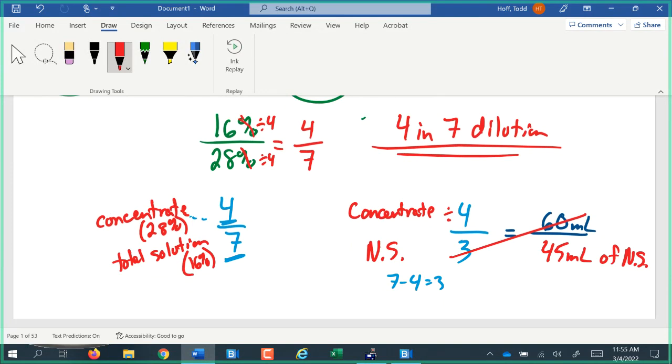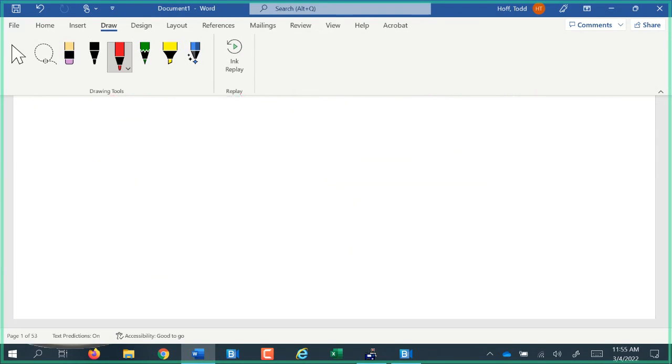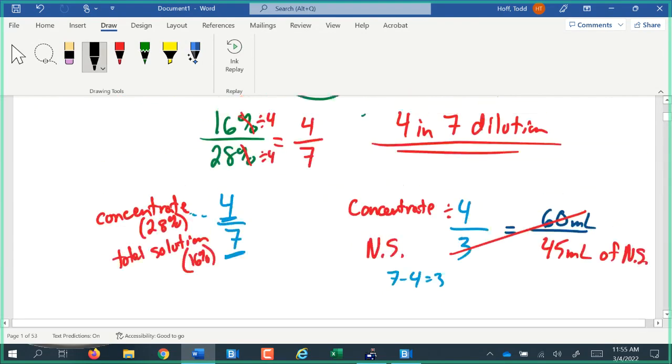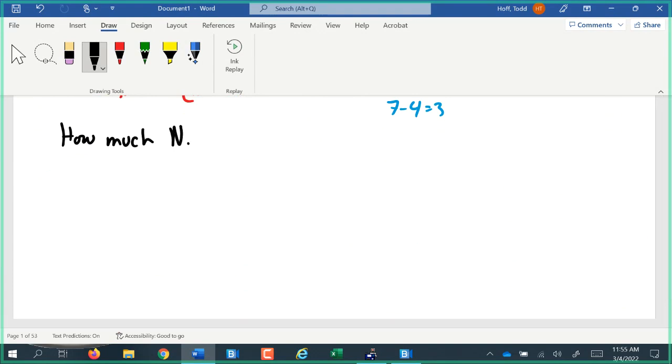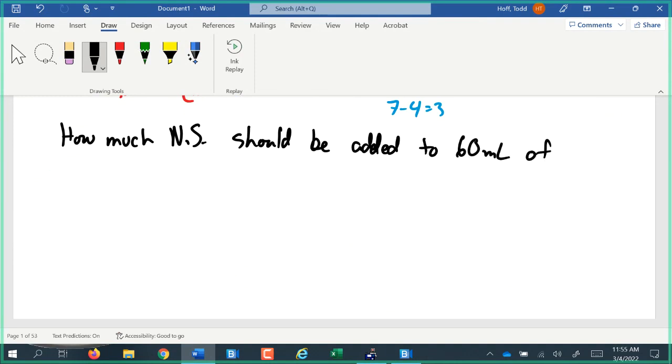Well, this process here is not terrible as far as adjusting the concentration. But if we look at how that was done before we had this shortcut, let's do the same problem here of how much serum or how much saline should be added to 60 milliliters of 28% to get 16%.